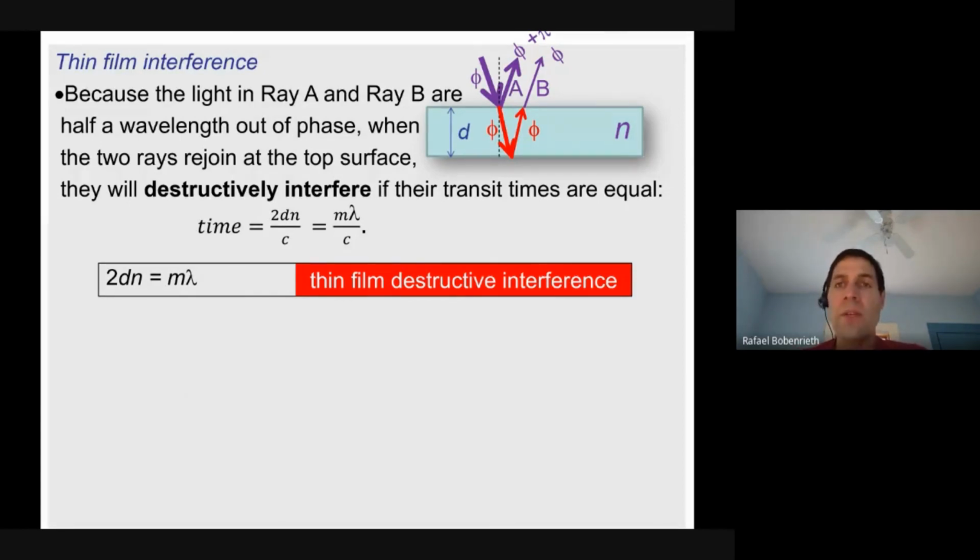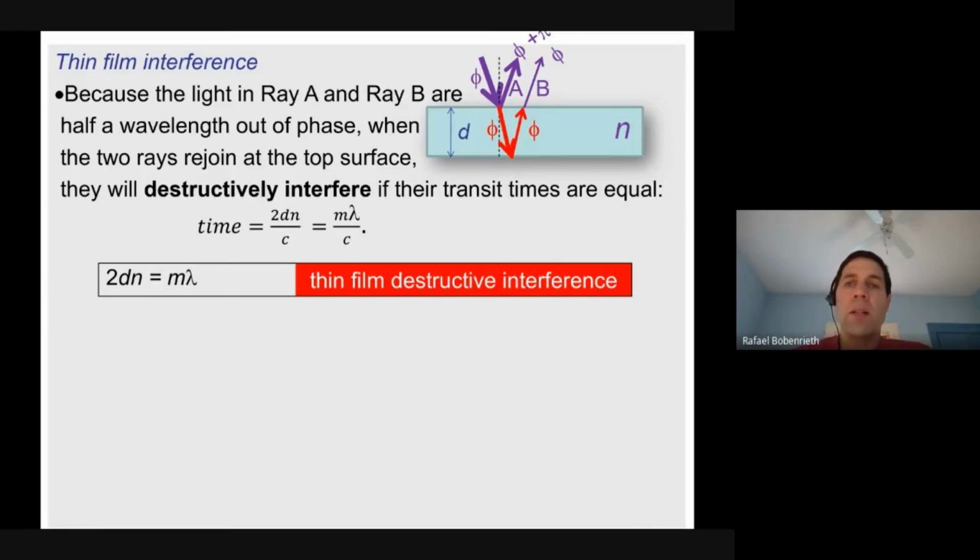Crest is going to meet trough, and you're going to get a cancellation of the light, so to speak, cancellation of the wave. So that's what we call thin film destructive interference, when these conditions are just right so that the left side of the equation, twice the thickness times the index of refraction, equals a certain multiple of wavelengths of the incoming light, you're going to get destructive interference.